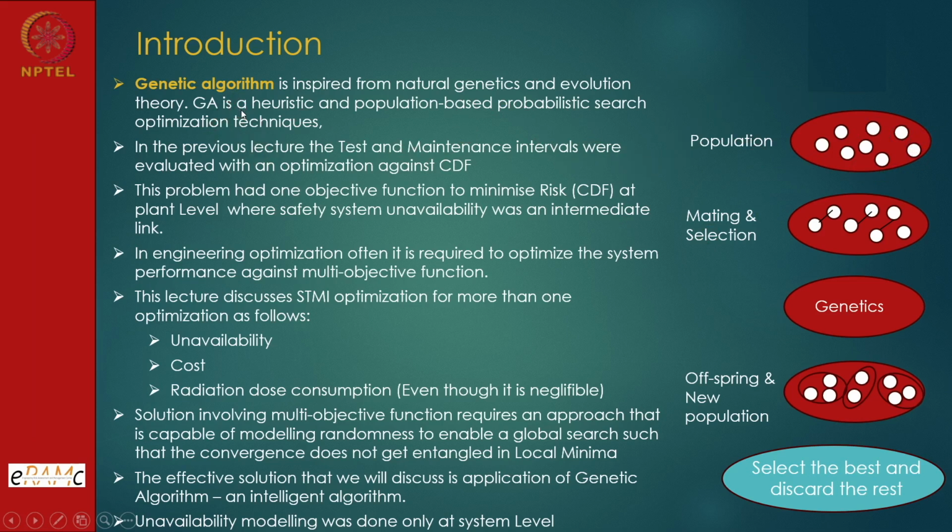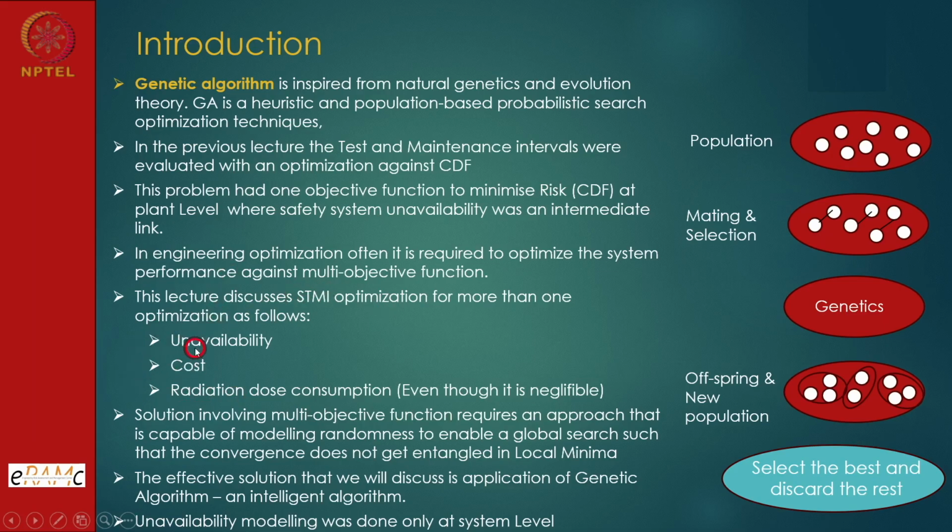So in the previous lecture, the test maintenance interval was optimized and the metric was core damage frequency, that is risk. But here we will be taking a little more complex metric, where the GA approach helps us because it is a multi-objective function. Multi-objective function means unavailability is one, cost is one, and radiation dose. You might be thinking why we have not taken CDF: because we wanted to evaluate the system at the ECCS, that is, safety system level.